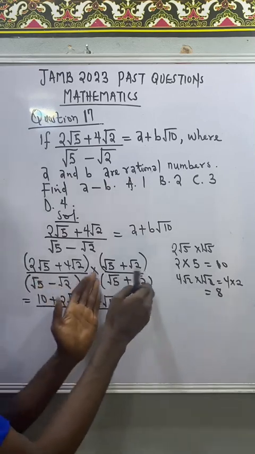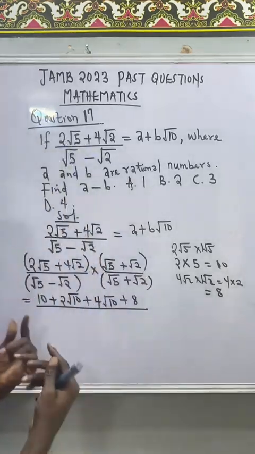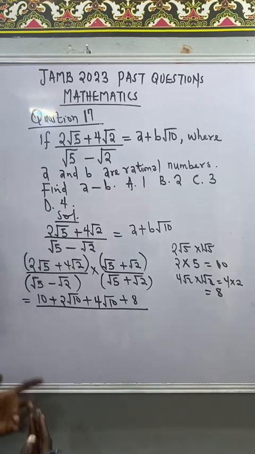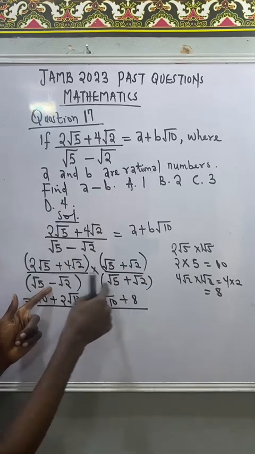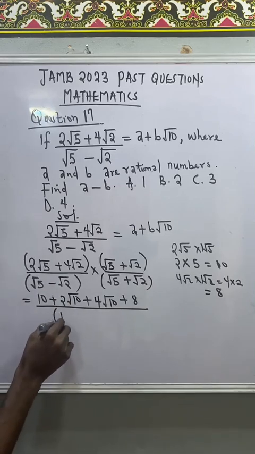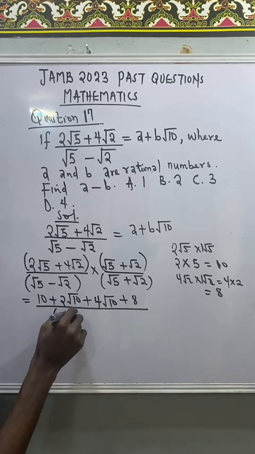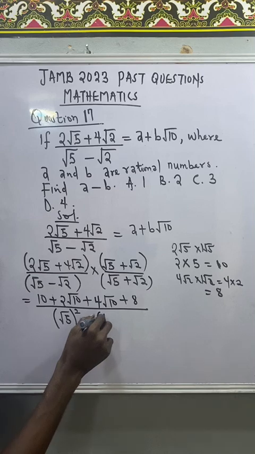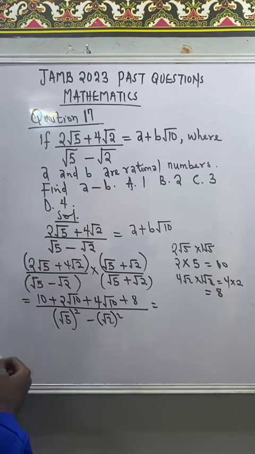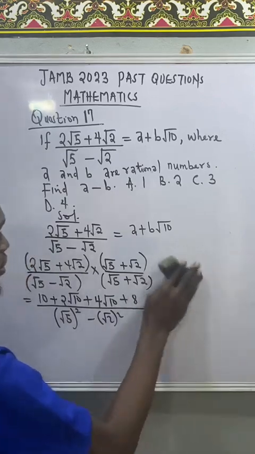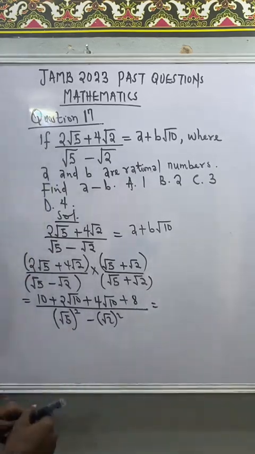Now, don't stress yourself on the denominator. You use the difference of two squares to handle it. Since you have the same thing under, but different sign, just say square root of 5 squared minus square root of 2 squared. So from here, let me clear these unwanted expressions.